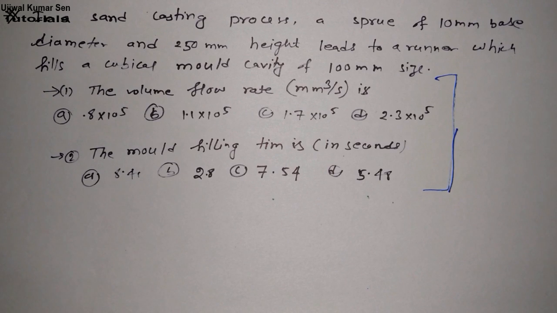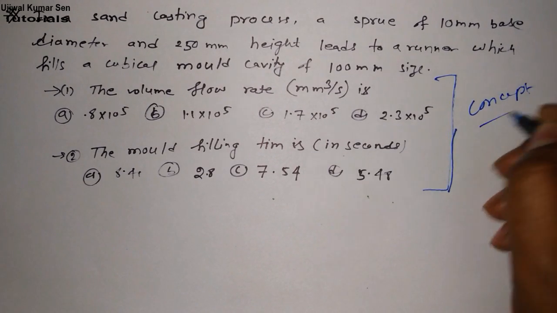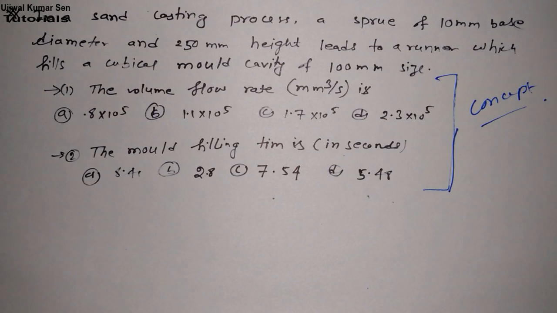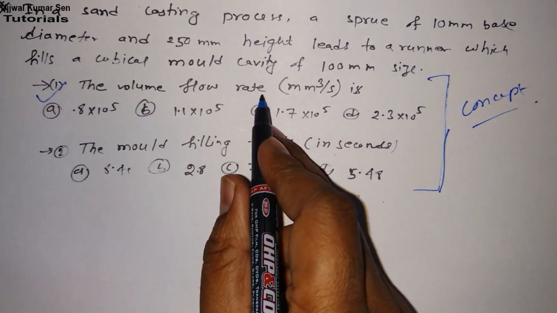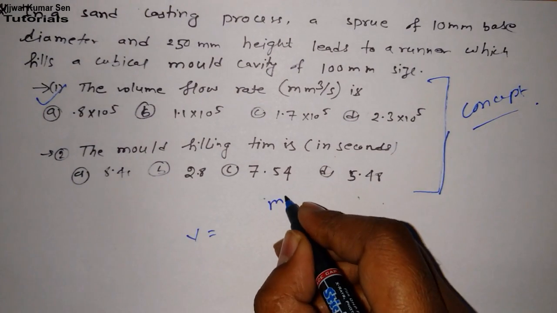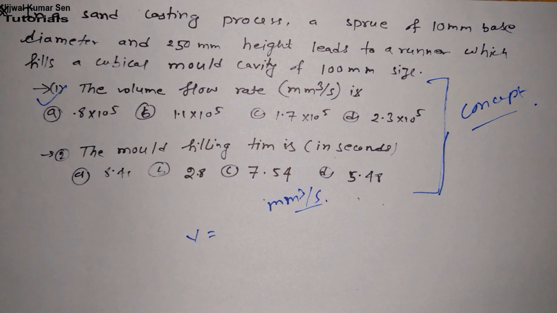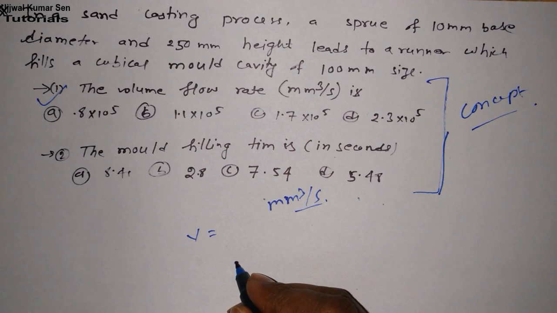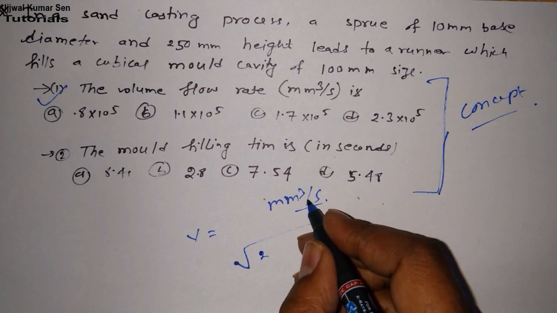So what is the concept? The concept is this: you have to implement it, but you should implement it after solving a few problems in a topic. That means you know the formula. First, find out what you need to find out in the numerical problem. So in the first question, what did we get? Volume flow rate. That means we have to find out volume. Volume flow rate is given, its unit is millimeter cube per second.